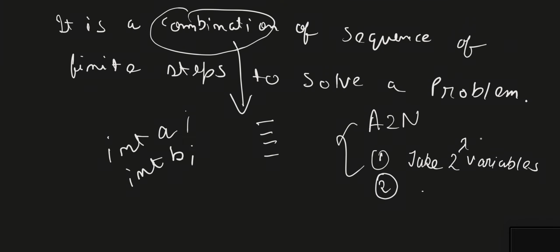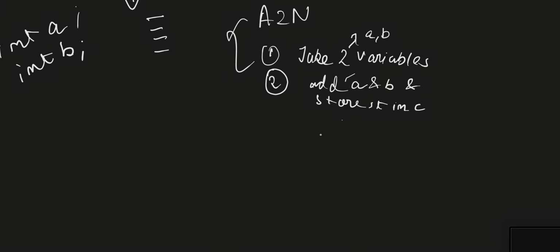Let's say these two variables are A and B. So add A and B and store it in C. Now we have done this. Now what will be the third line? We have to return C. Now why have I written this?